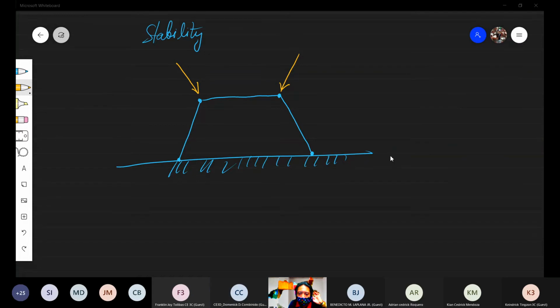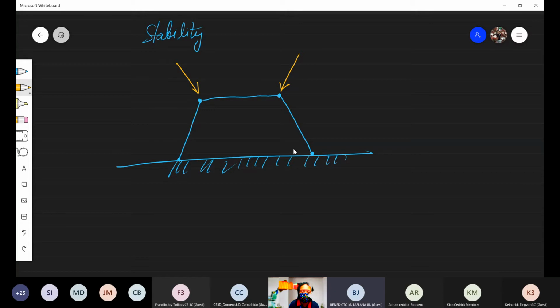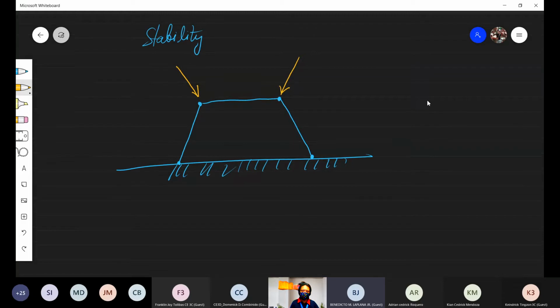Okay, let me call in somebody. I saw Benedicto Laplana raising his hand. What is your idea, Mr. Laplana? What do you think of this? Is this stable? Yes, sir, it's stable, but it is open for change. It is capable of handling changes since it has pins, so it can rotate. At present it is stable, but it can react due to other forces.